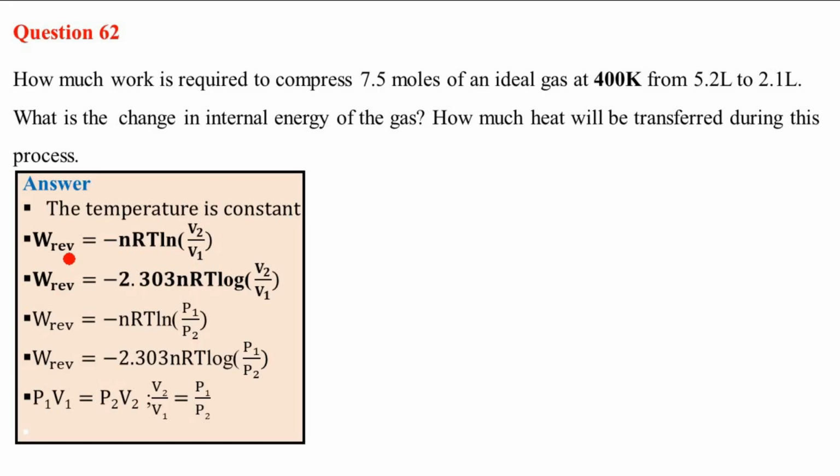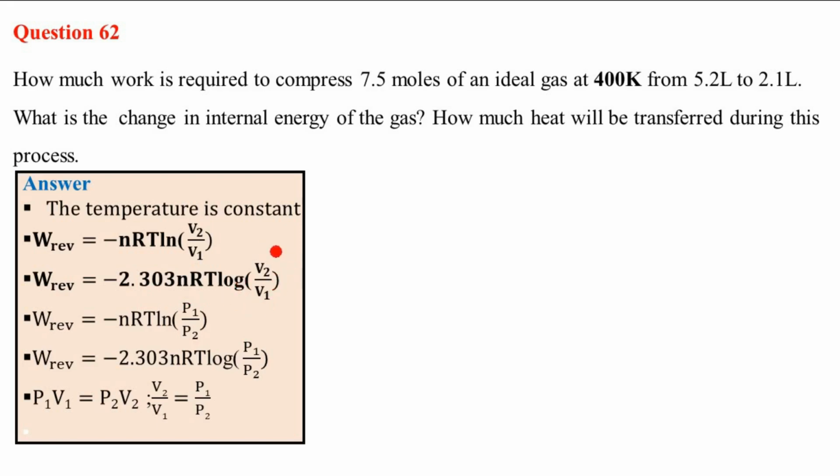Some of the formulas that we can use for calculating the reversible process when the temperature is constant. In that case, we can use this one, which is equal to minus nRT ln(V2/V1), the final volume over the initial volume. We can also use this one, which is equal to negative 2.303 times the number of moles, the gas constant, the temperature, log V2 over V1.